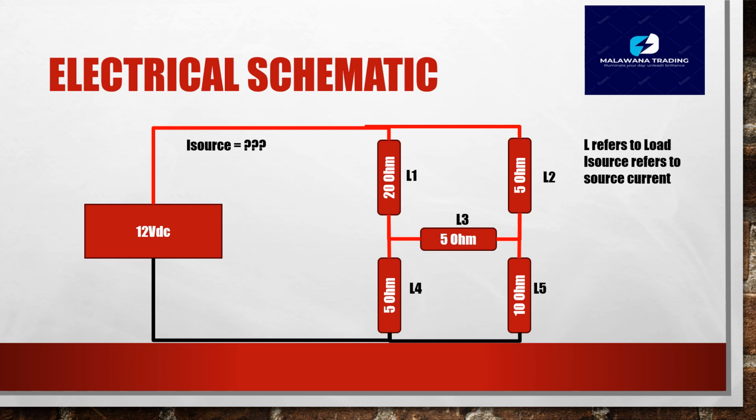Applying series and parallel in this schematic is not possible, as you can see that we can't identify which circuits are series and which circuits are parallel. 20 ohm and 5 ohm in L1 and L2, they are not in series nor are they in parallel. To solve this, we need to convert from one form of electrical circuitry into another, which is from delta into star.